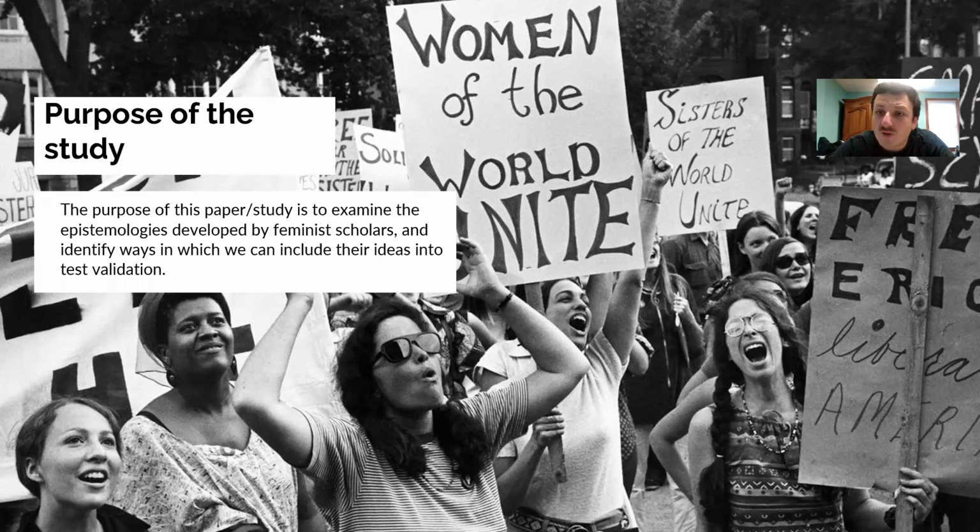And they came up with very good ideas on how to generate knowledge in a way that is aware of structures of oppression, and also generate knowledge in a way that does not collude with structures of oppression. So the purpose of this paper is to examine the epistemology developed by those feminist scholars in the 80s and identify from those ideas ways in which we can include this philosophy in test validation.